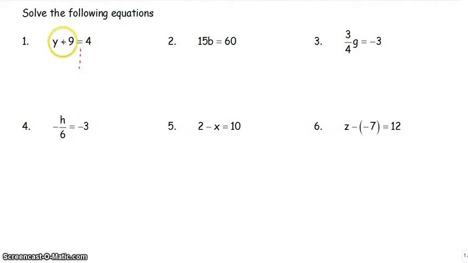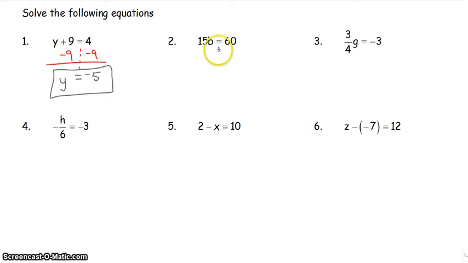This is now adding 9. The inverse is to subtract 9. So I would subtract 9 on both sides. A positive 9 and a negative 9 cancel, leaving me with y equals 4 minus 9, leaves me with a negative 5. There's my answer, because I have the variable by itself.